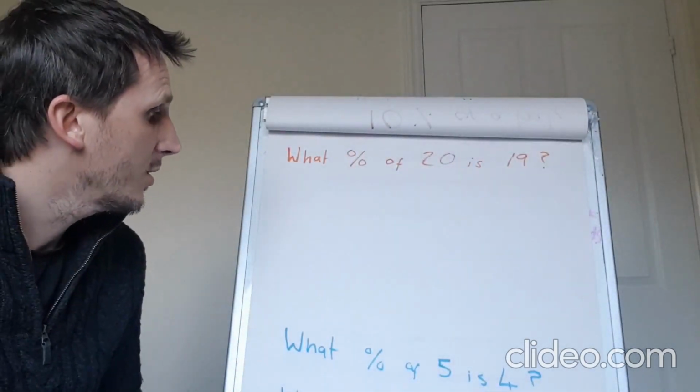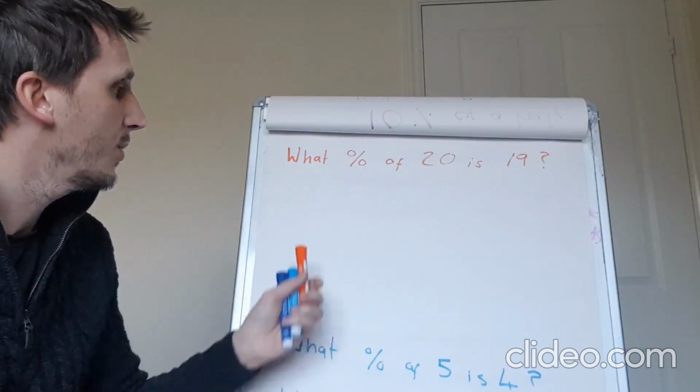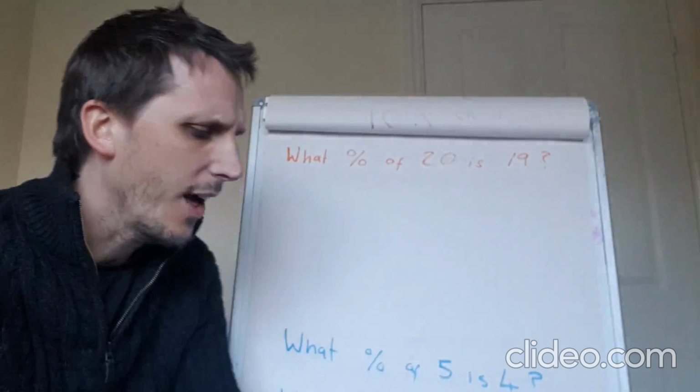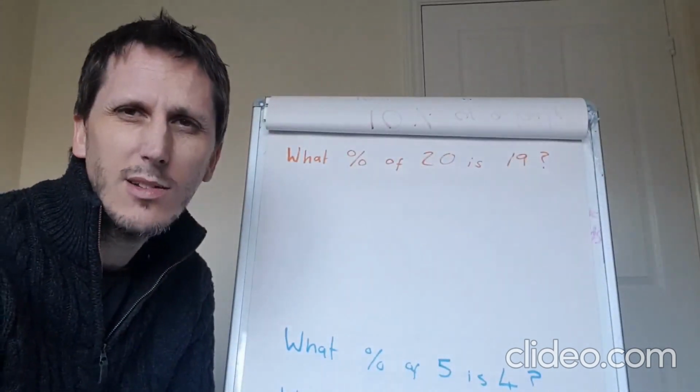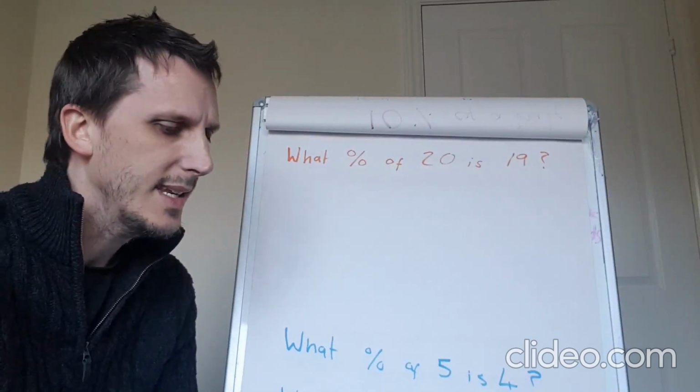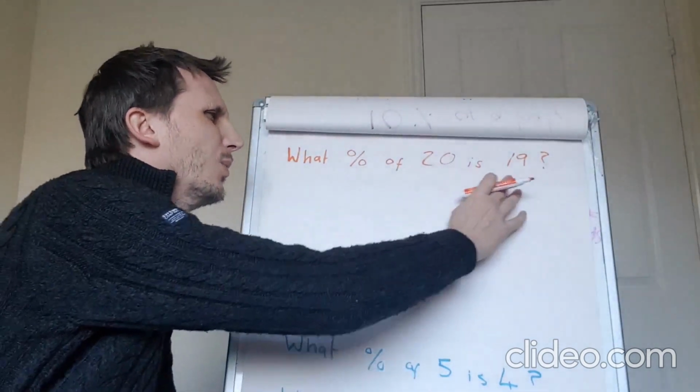Your third question was this one here. What percentage of 20 is 19? And I think you can do this one. It's just worded in a really strange way. What percentage of 20 is 19? So it's just the wording, really.